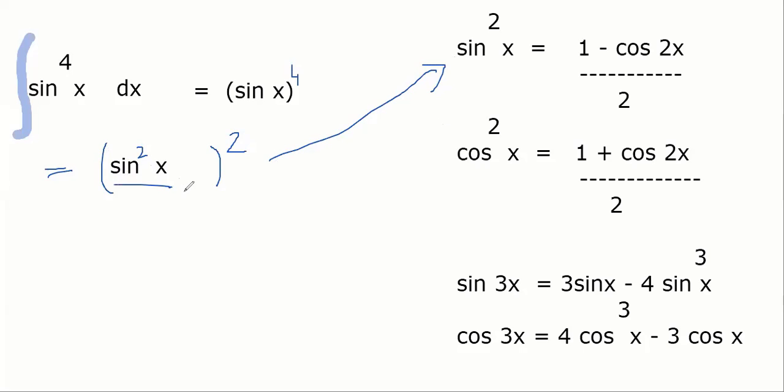Instead of this I'll write (1 minus cos 2x) by 2. So this becomes (1 minus cos of 2x) by 2, and its square will be 4 in the denominator. So this is my (1 minus cos 2x) whole square by 4.